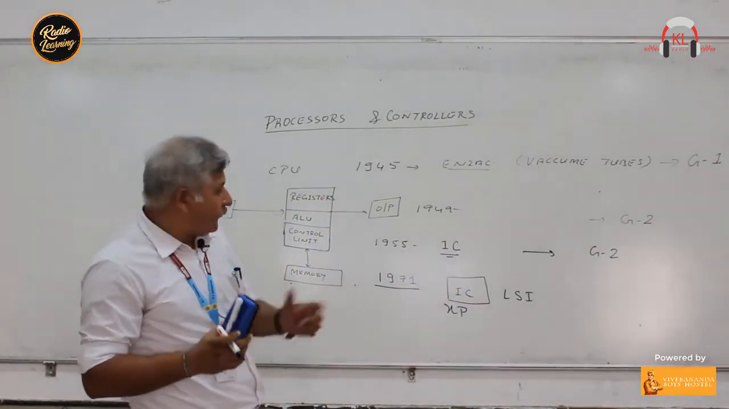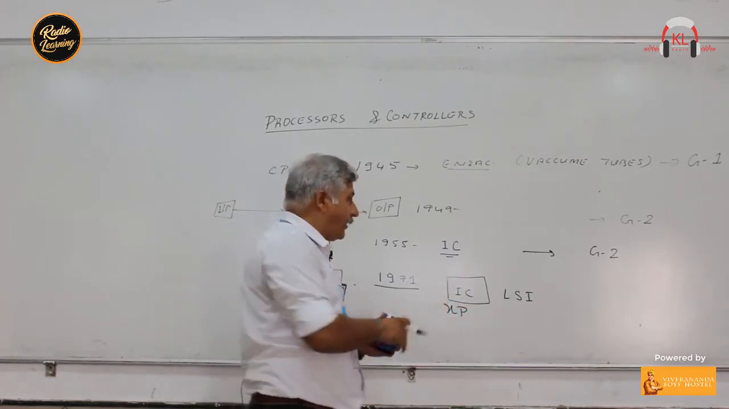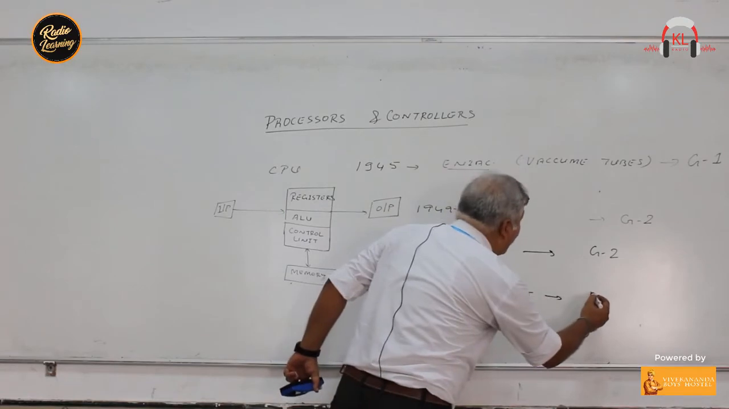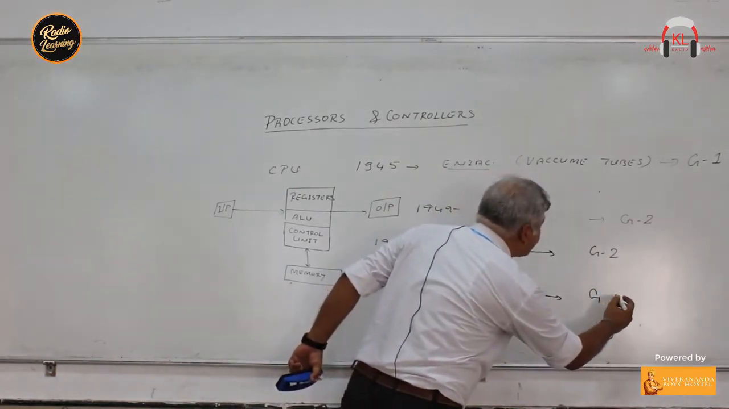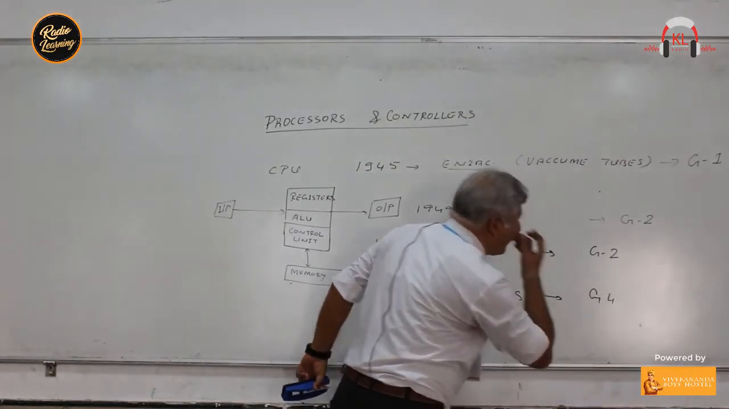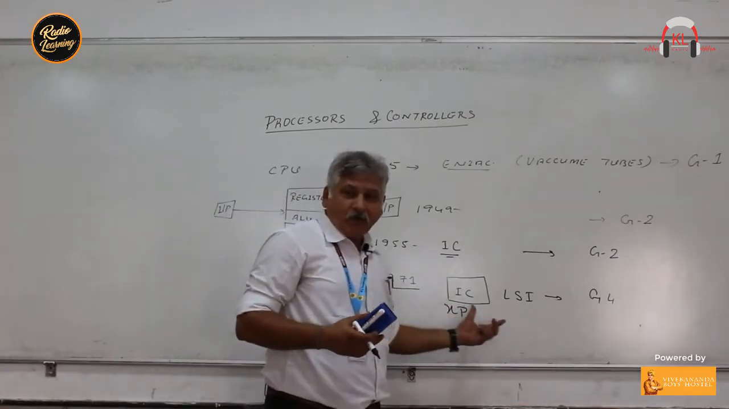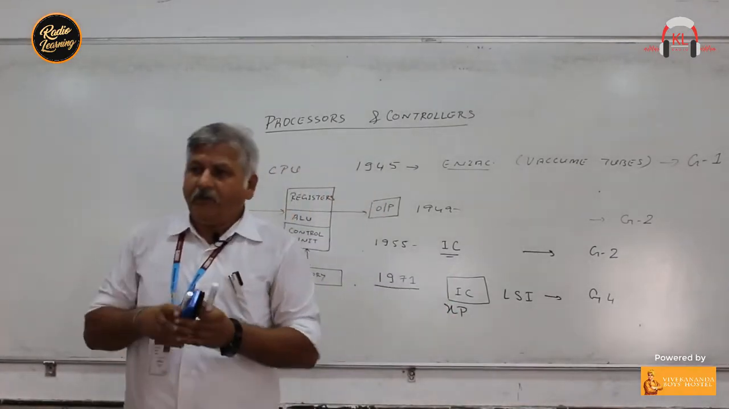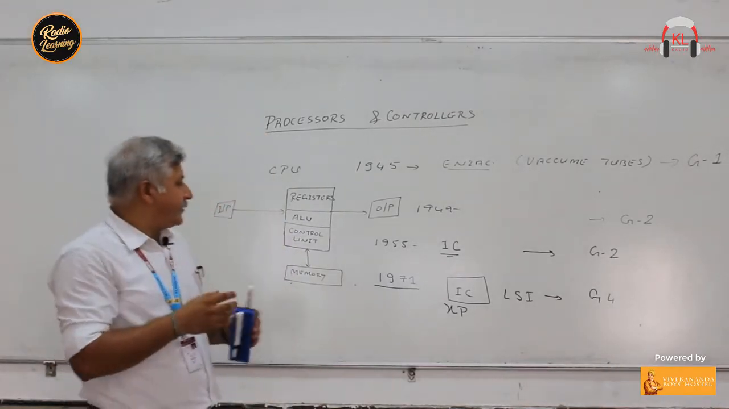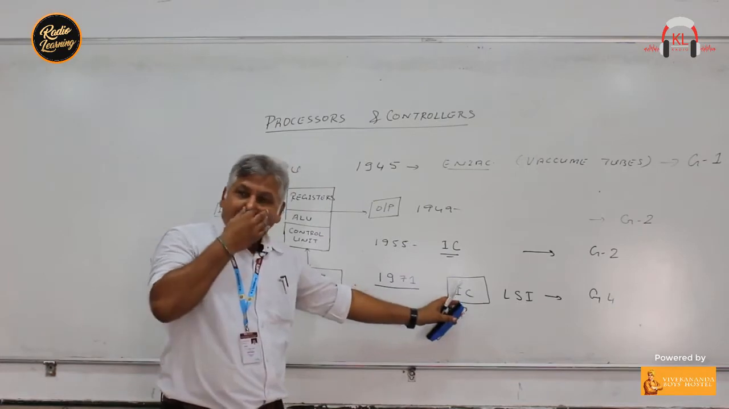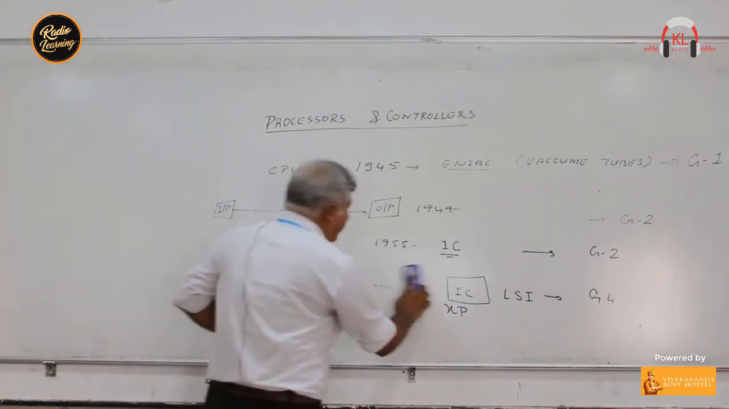And that computer, which was using this microprocessor as its central processing unit, comes in the category of generation 4 computer, right? So what is the meaning of microprocessor? Microprocessor means when the whole central processing unit is fabricated inside a single integrated circuit, then that central processing unit is called a microprocessor.